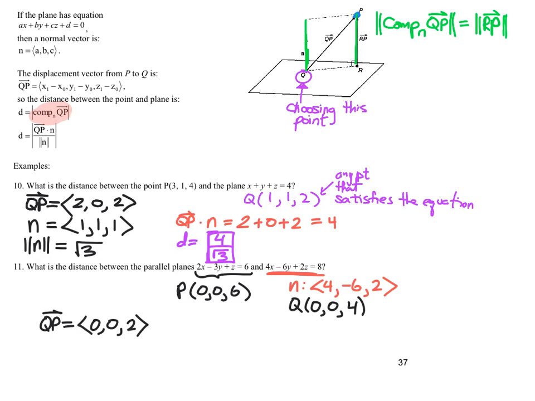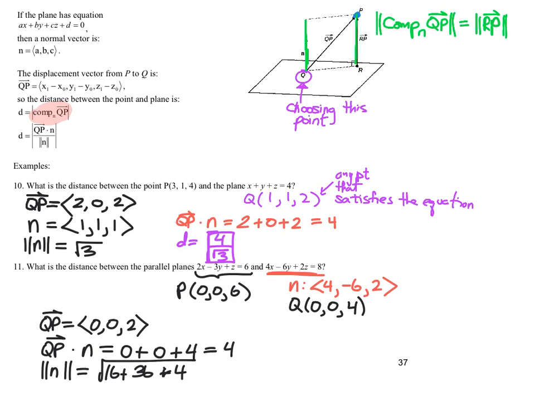We have our normal vector, so I need the dot product of Q, P, and N. So 0 plus 0, another benefit of having lots of zeros, plus 4. It's going to be equal to 4. Magnitude of N. So 16 plus 36 plus 4 is adding the squared values together. Poor quality plus sign. Let me just square that away real quick. So root 56.